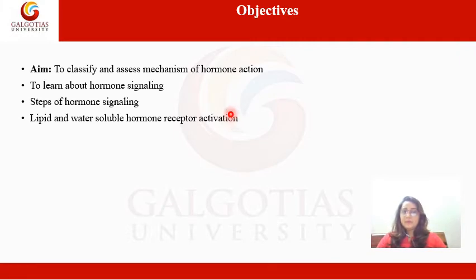But today we'll be reading detailed information about the classification and assessment of the mechanism of hormonal action. We'll also be learning about hormonal signaling and the steps involved in it. We'll also be classifying hormones into lipid and water-soluble hormone receptor activation, and we'll be discussing how both of these work in a proper cyclic manner.